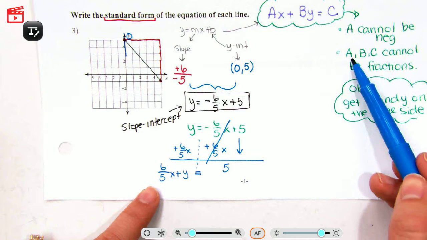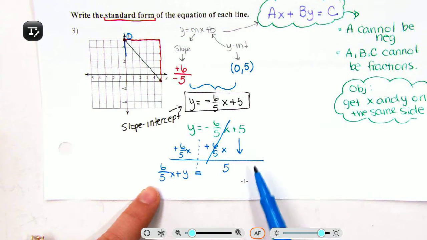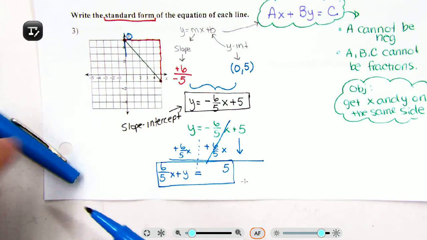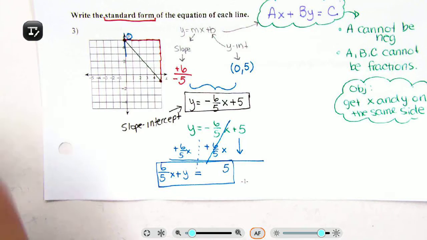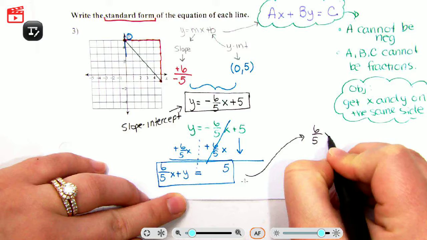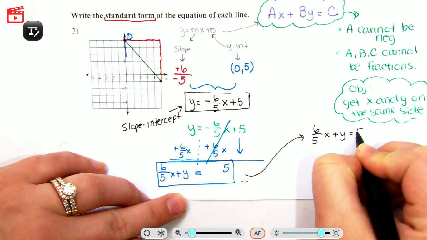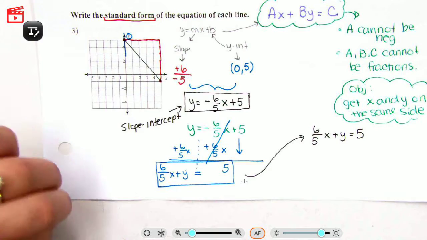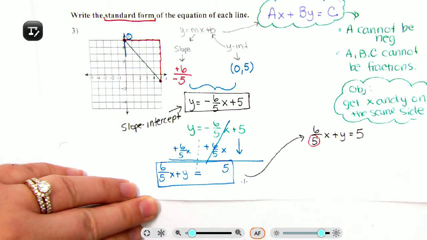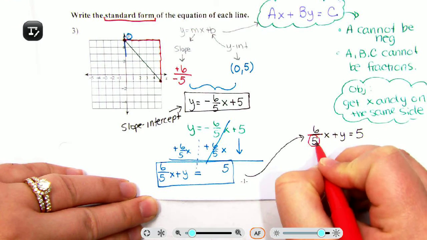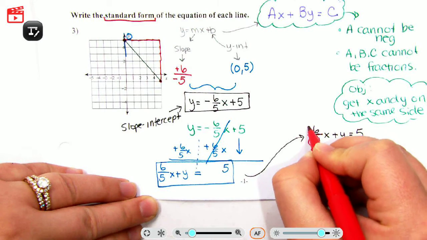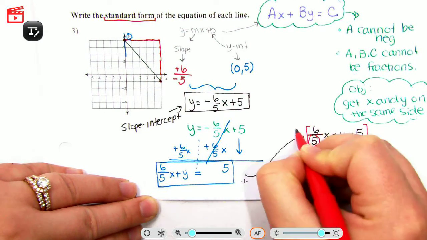What about a, b, and c cannot be fractions? So do we have any fractions? Yeah, we have a fraction right over here. So we need to get rid of that fraction. The easiest way to get rid of that fraction is to look at the denominator. So I'm going to rewrite it. 6/5 x plus y equals 5. You're looking at your denominator here in your fraction. This is what we need to get rid of. This 5 is being divided. You're dividing 6 by 5. So the opposite of dividing by 5 is to multiply by 5.